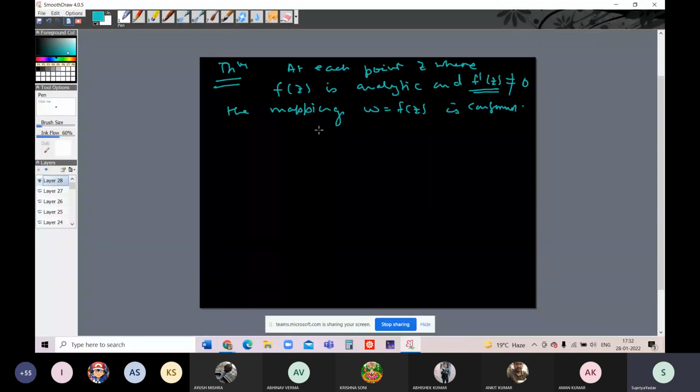And if f dash z is zero at that point, so that point is called the critical point. And if f dash z is zero, so z is called a critical point of the analytic function, critical point of f(z). Okay. Next is isogonal mapping.